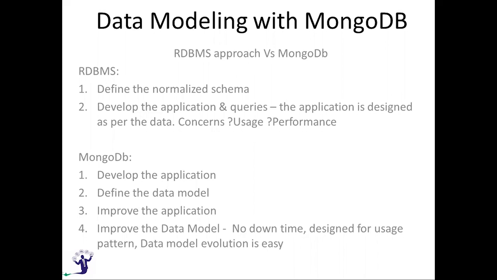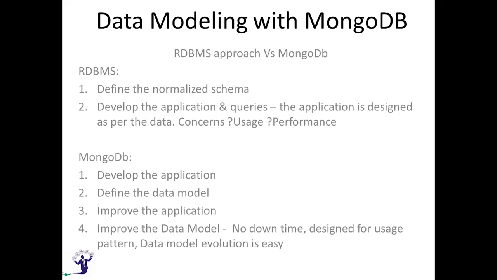So we create a normalized schema, we distribute the data into different tables, then we relate those tables. Develop an application and queries. The application is designed as per the data. So if you have to design an application, first of all, you have to create a normalized structure. If you go with the RDBMS approach, first you will create the structure and then you will create an application. Do you agree with me? Yes. So first create a structure and then the application. This is what the RDBMS approach says.